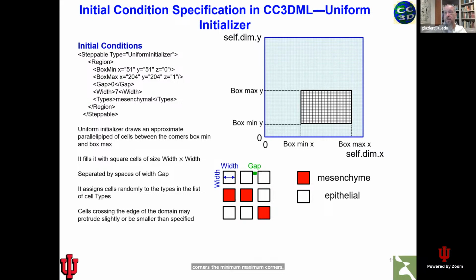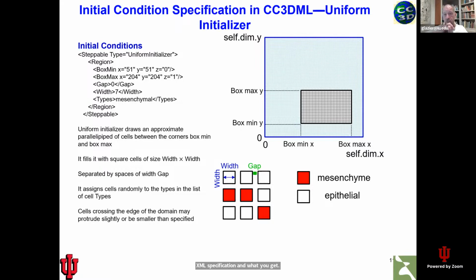Within that, there's a command called gap that allows you to space the cells. They'd be surrounded by medium in that case. And then the size of the cells, and the cells are square. You don't have an option of making the cells not square. And so this is fundamentally the relationship between the XML specification and what you get.